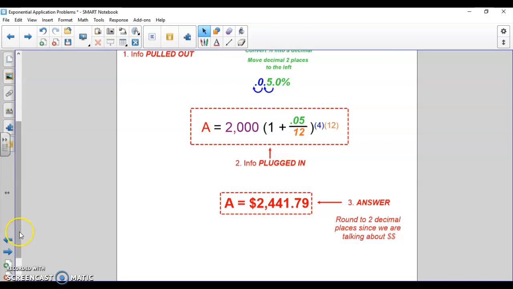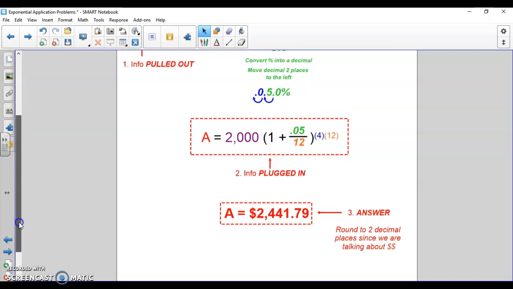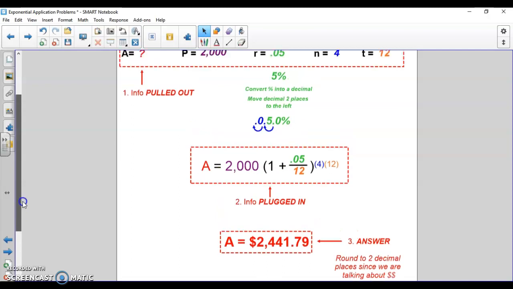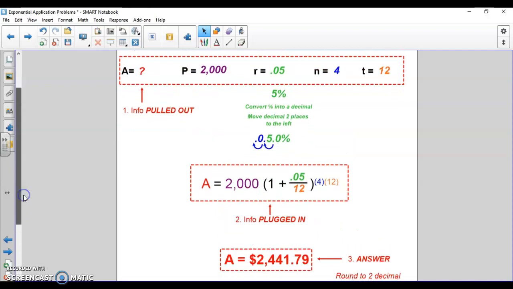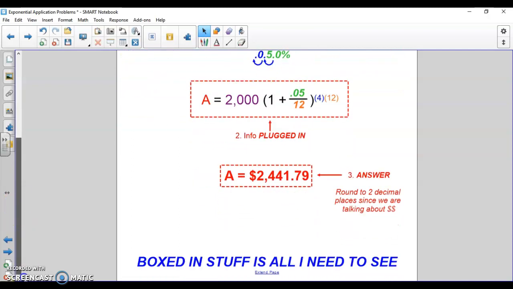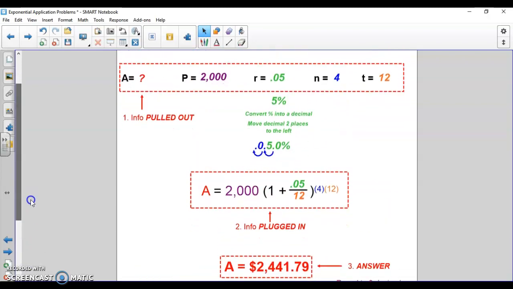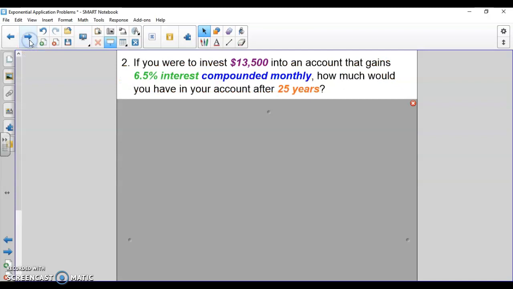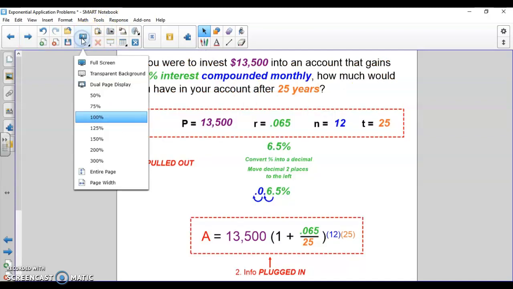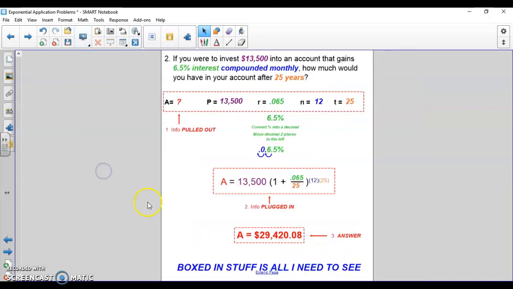In this case, anytime we're talking about money, you are rounding to 2 decimal places. That's a guarantee. All right, so again, boxed in is what I need to see. Anything beyond that is up to you. All right. Another one. There's not much different to tell you here. So I'll just leave that up there for you, just a different percent to deal with.